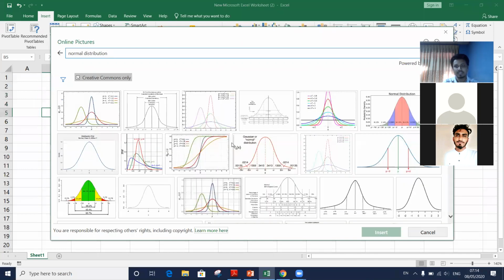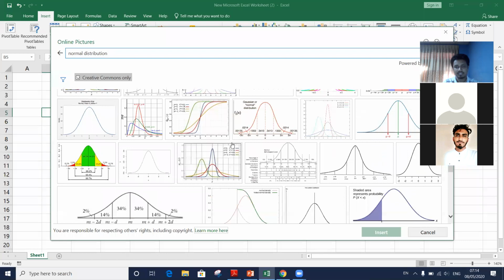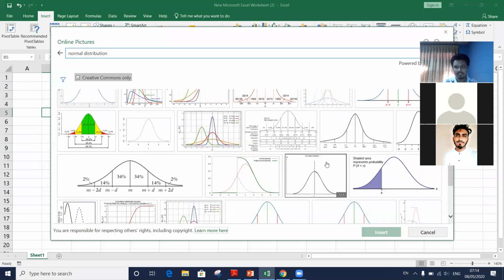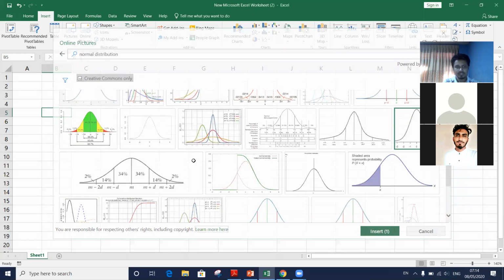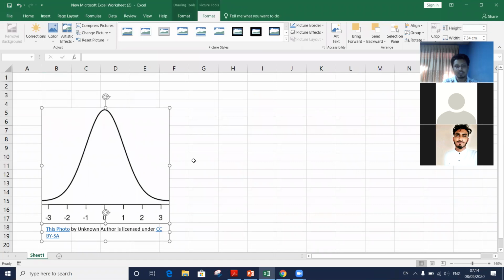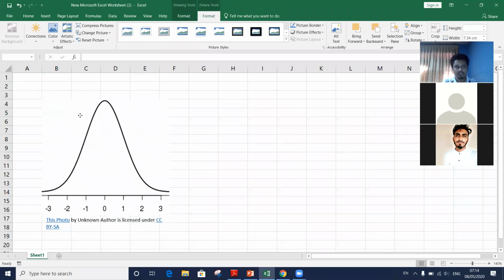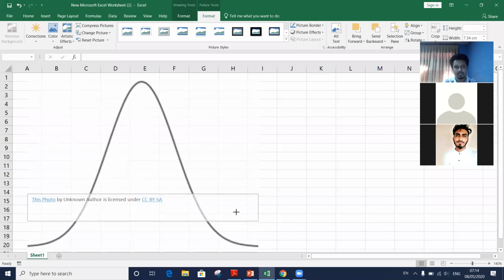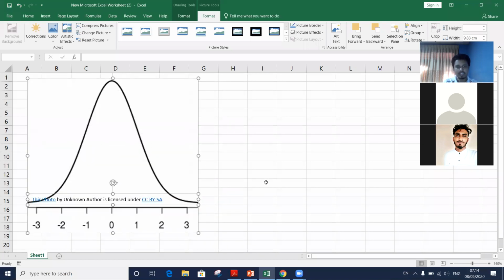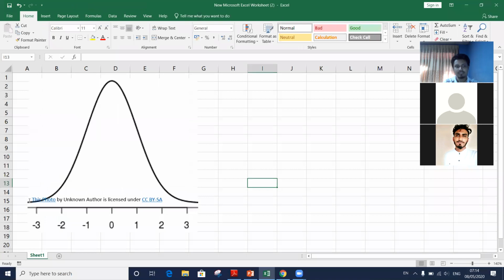Right? Something like this. Right? Something like this. I will take this one. If it is a normal distribution, our distribution should look like this. මෙන්න මේ වගේ shape එකක් තමයි තියෙන්නේ. Right? This is what we call a normal distribution. Right? A normal distribution.